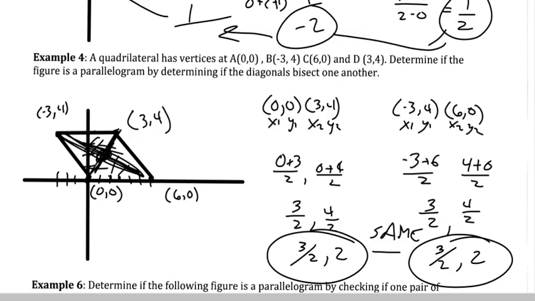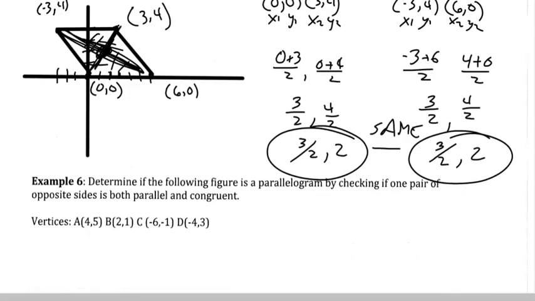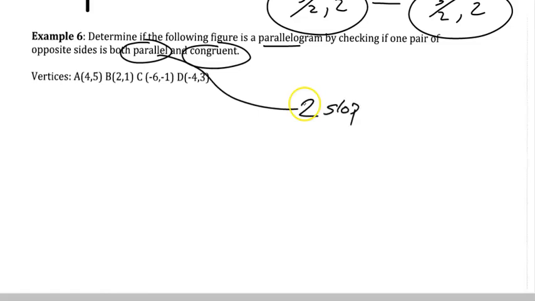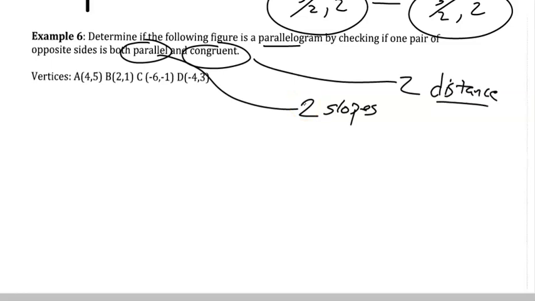All right. Okay. Now let's move on. This is the last problem. This problem says, show that it is a parallelogram by showing one pair of opposite sides is both parallel and congruent. Parallel is 2 of which formula? 2 slopes. Congruent would be 2 of what formula? Distance.